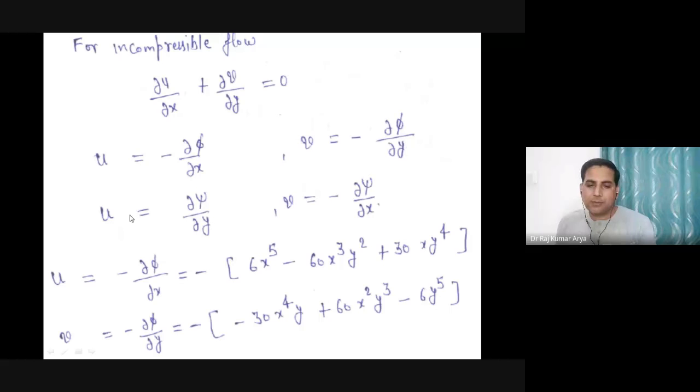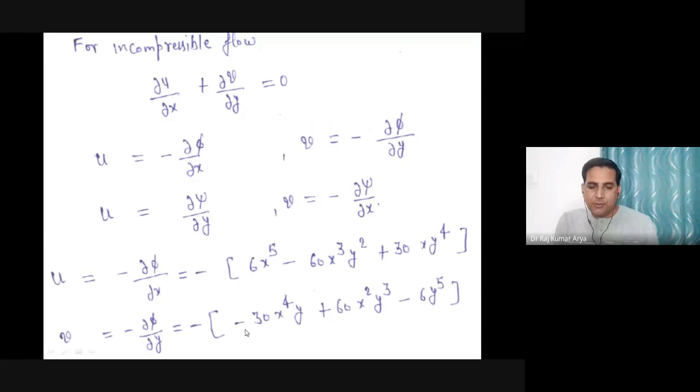Later on, if you want to write for the stream function, in terms of that, your u is given by del psi upon del y, and v is given by minus del psi upon del x. So first, I calculated your u by the derivative of phi with respect to x with a minus sign. So I got this actually. I hope you might have also got the same thing. Same way you might have calculated your v also.